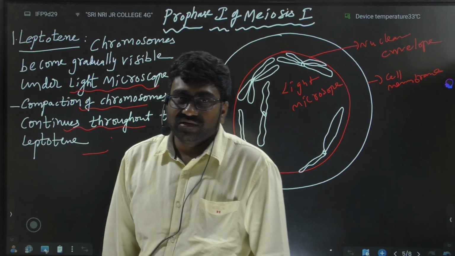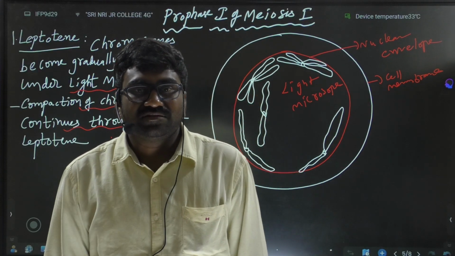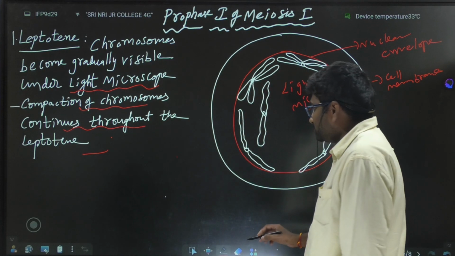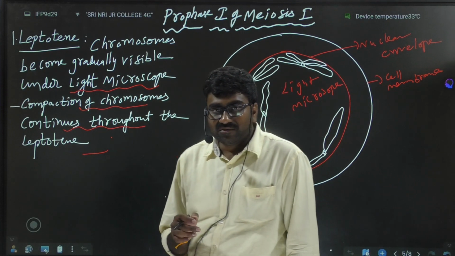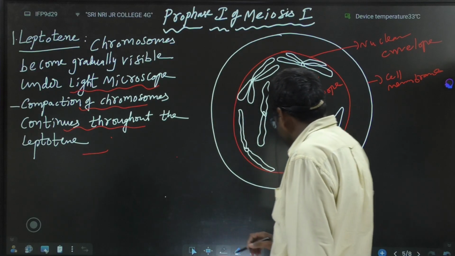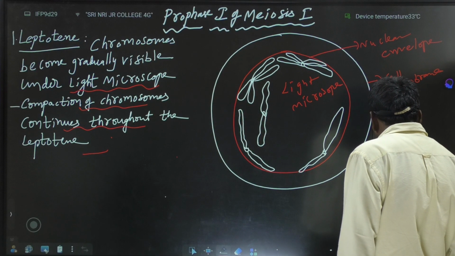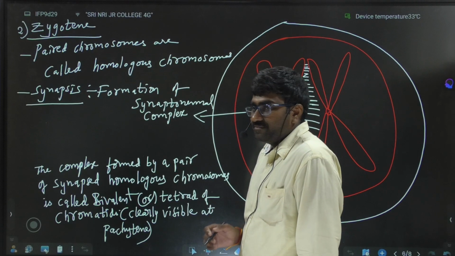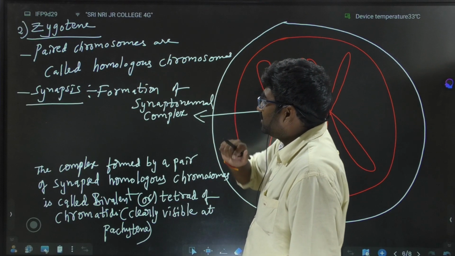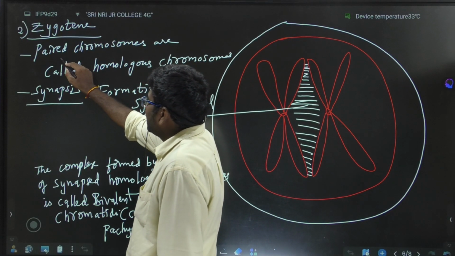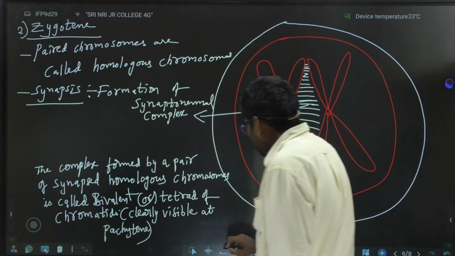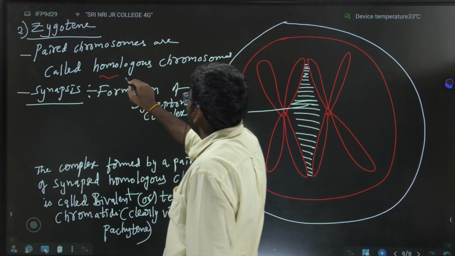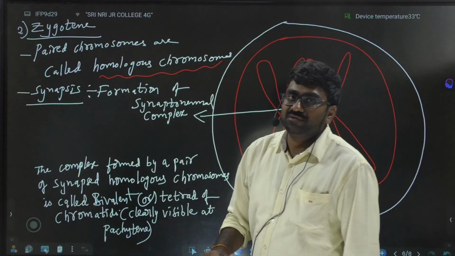This is about the leptotene. After the leptotene, the next stage is the zygotene. Leptotene and zygotene are short-lived. Very important, in the zygotene what happens? Paired chromosomes, that is homologous chromosomes, are formed.